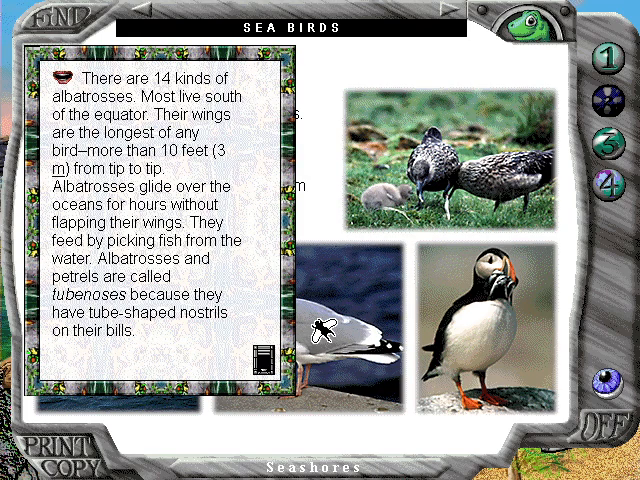There are 14 kinds of albatrosses. Most live south of the equator. Their wings are the longest of any bird, more than 10 feet, 3 meters from tip to tip. Albatrosses glide over the oceans for hours without flapping their wings. They feed by picking fish from the water. Albatrosses and petrels are called tube noses because they have tube-shaped nostrils on their bills.